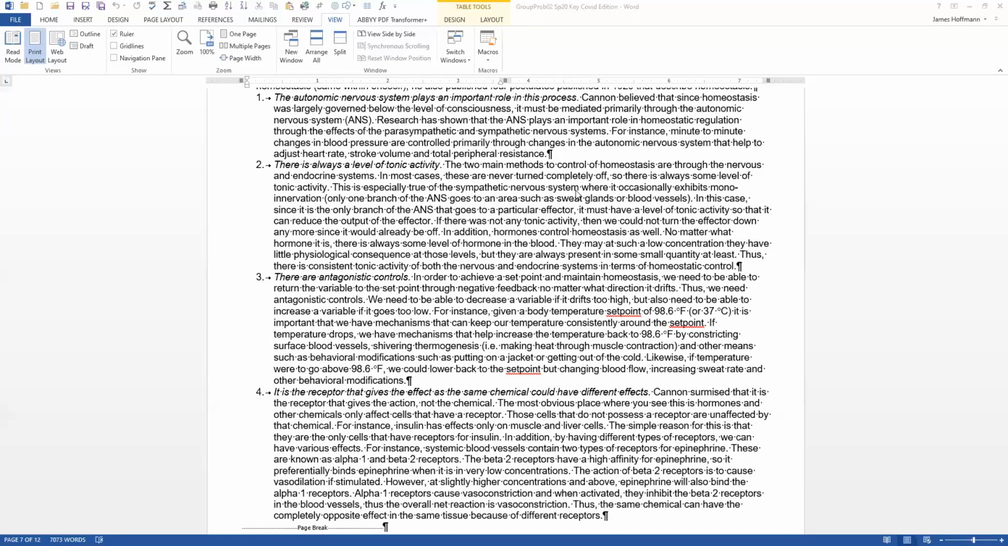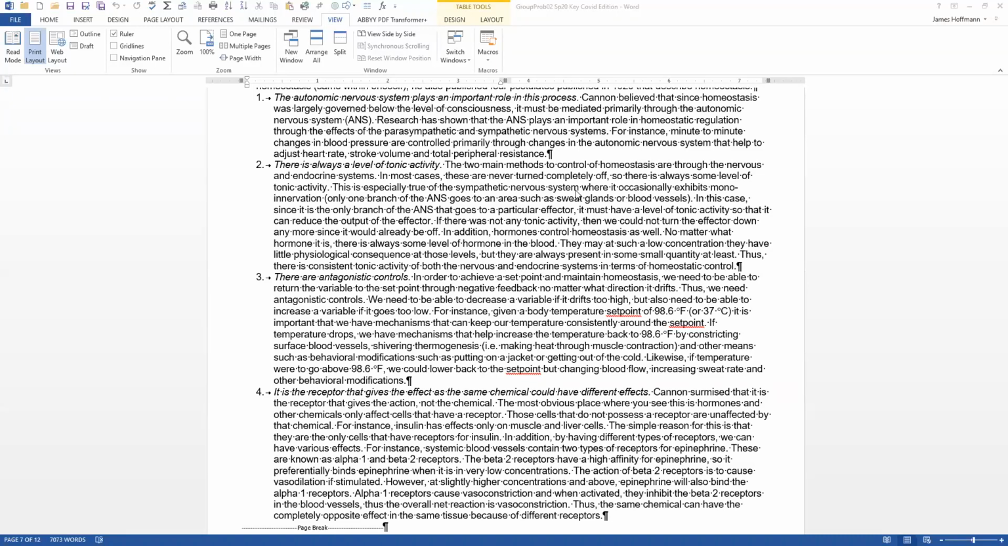We'll start with number 2 because that was the crux of the question, and we might as well finish the idea, especially since it isn't a group problem. The first one we're going to talk about is that there's always a level of tonic activity. There are 2 main methods to control homeostasis. We mentioned that a little bit: the nervous system and the endocrine system. In terms of nervous integration, and in terms of the endocrine system, especially hormones, there's always what we call some level of tonic activity.